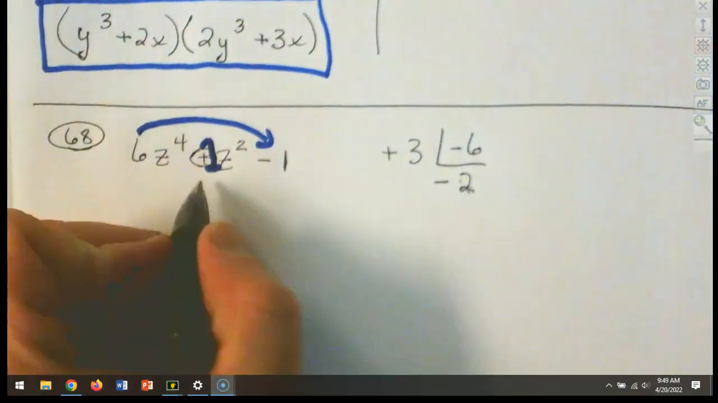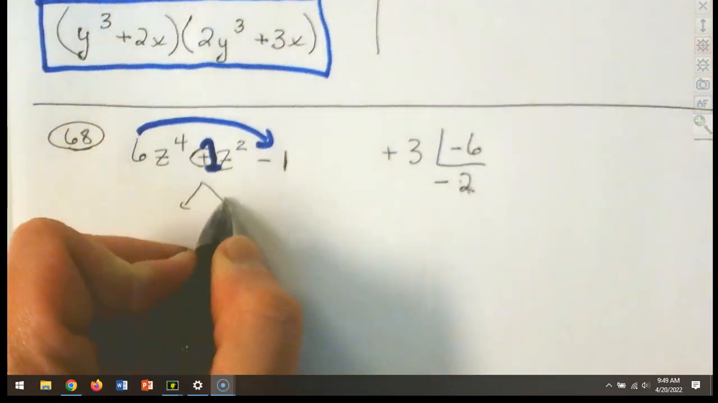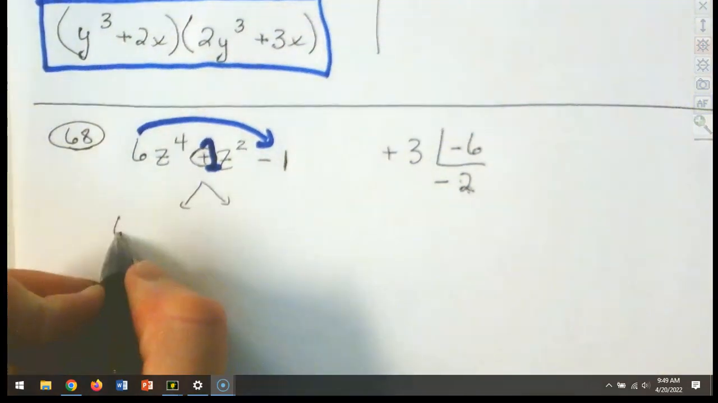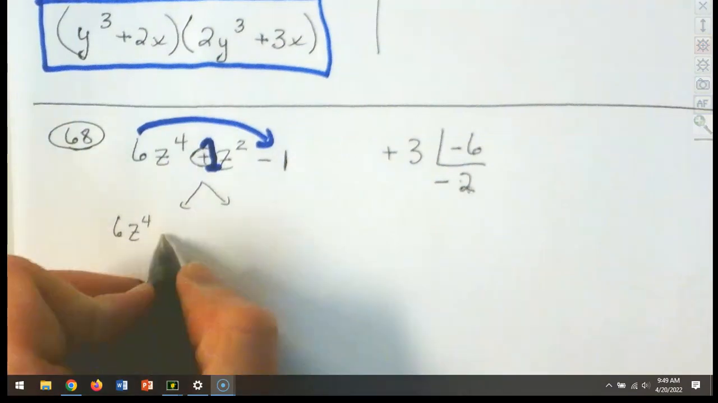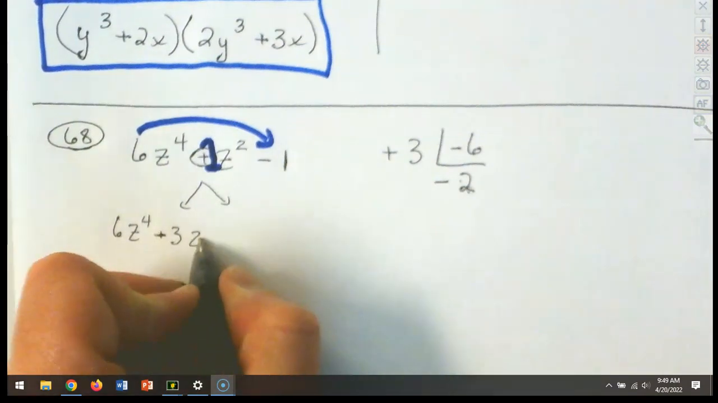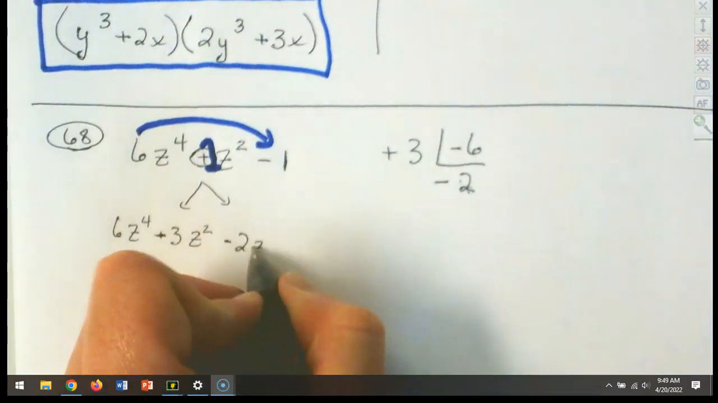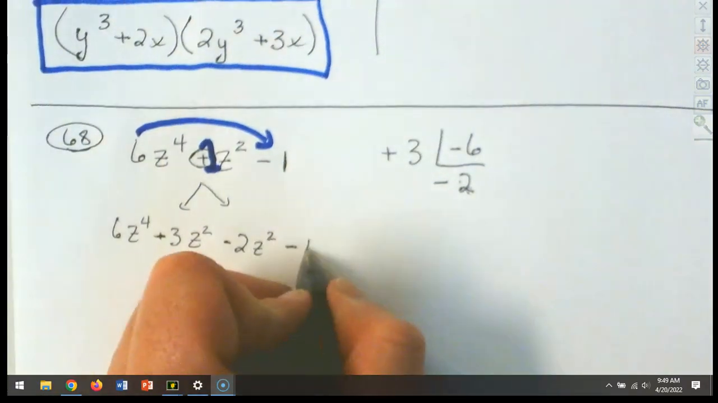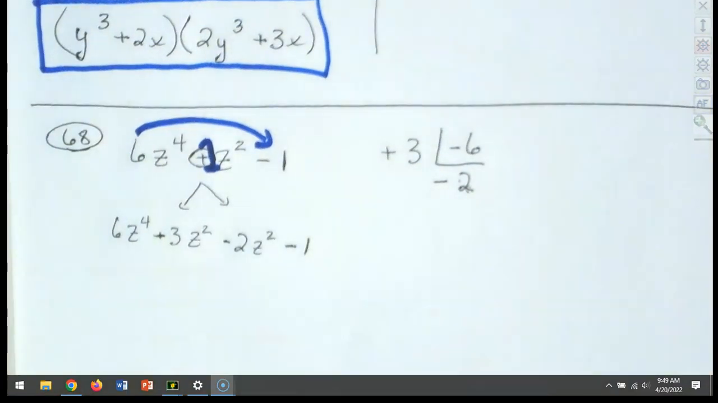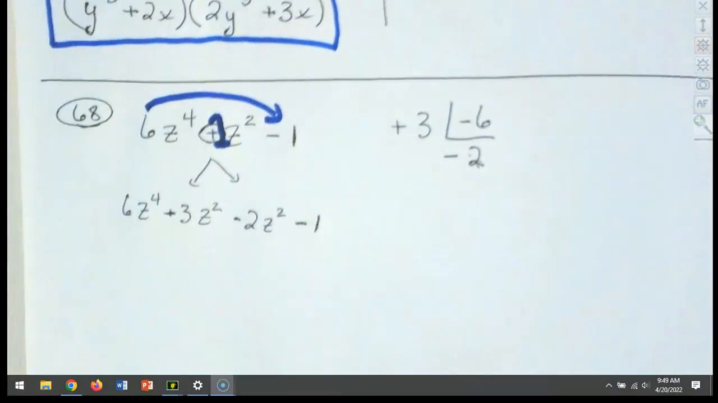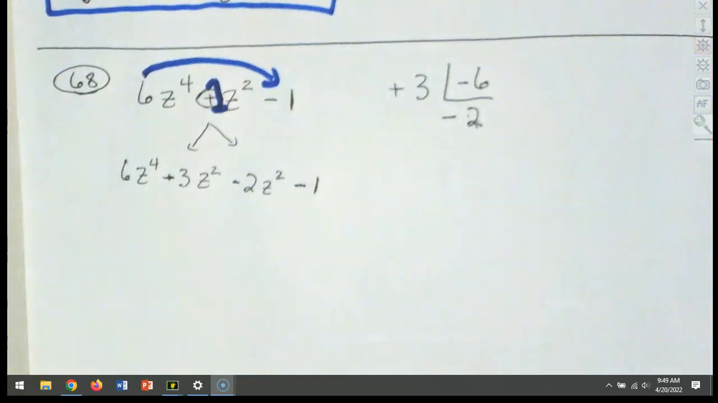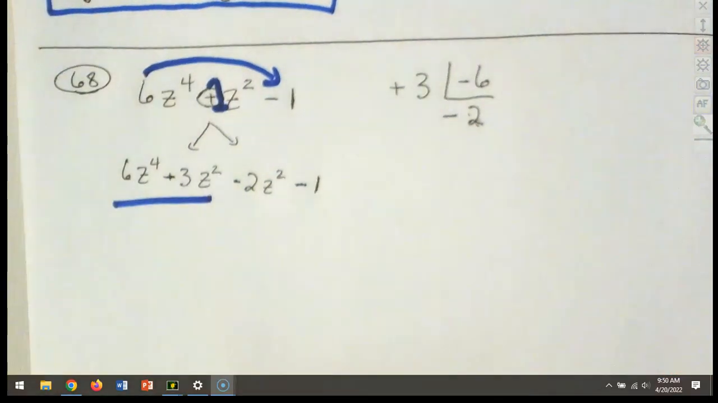Now we split the middle up. And now we've got a 6z to the fourth, we've got a 3z squared, we've got a minus 2z squared, and we've got a minus 1. Does it make sense now? Yeah. Okay.